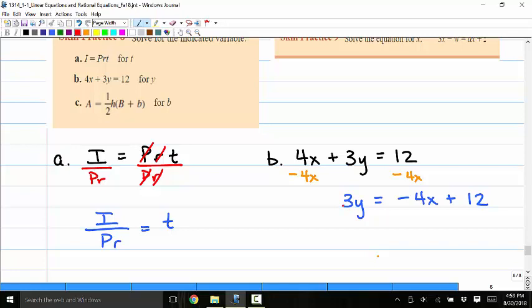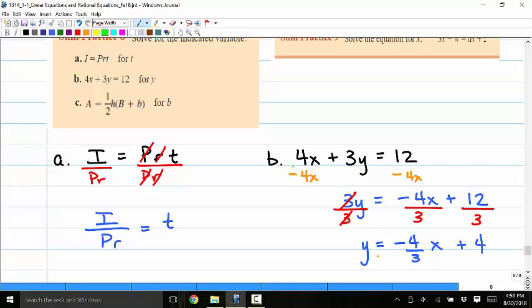Now we need to divide both sides by 3 to isolate the y. Dividing the right hand side by 3, I'm going to divide every term by 3. And now I have y equals negative 4/3 x plus 4.